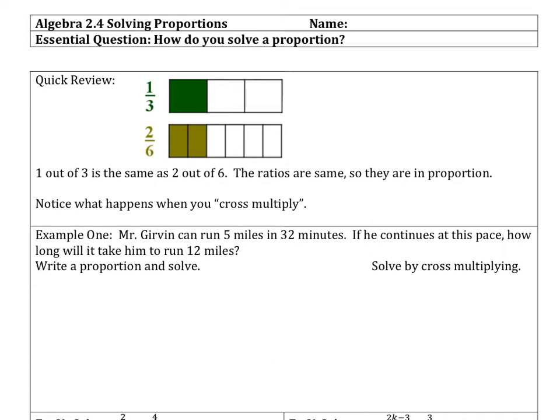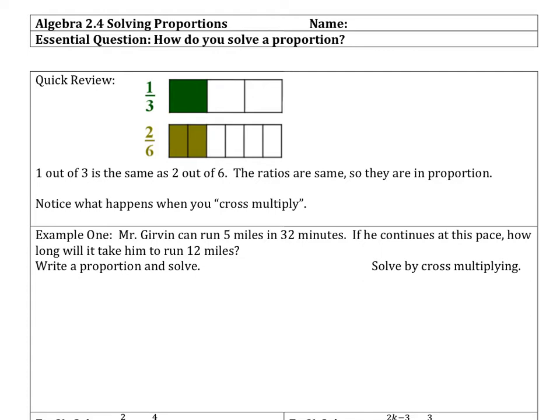Today we're looking at Algebra 2.4, solving proportions. Our essential question: how do you solve a proportion? So, a quick review. We have two rectangles here. The first one is divided into 3 parts. The second one is divided into 6 parts.